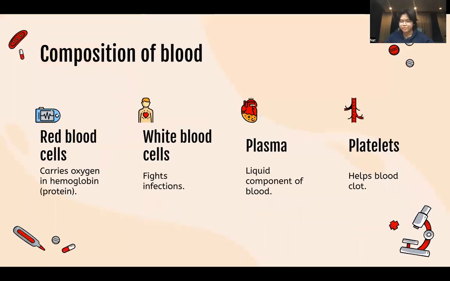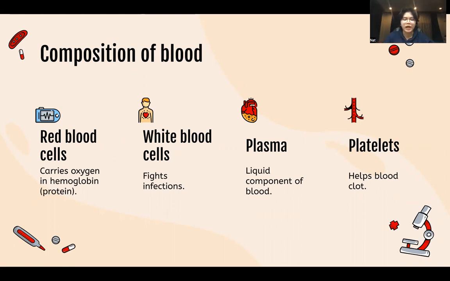So let's get started. First off, what does blood do? Blood regulates our body temperature. Blood also regulates our pH balance. And blood also transports hormones, transports oxygen, and transports nutrients throughout the body. Blood can also clot and fight infection.